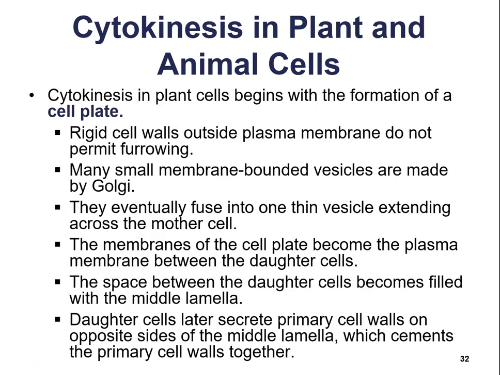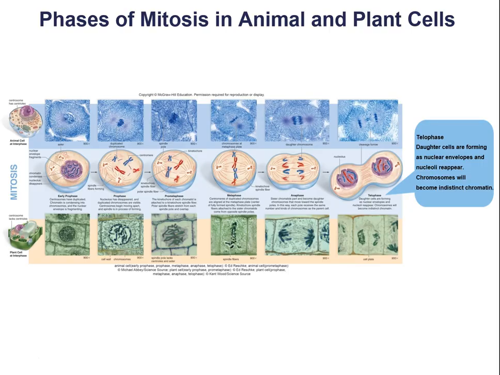In plant cells, however, there is no cleavage furrow. Imagine a plant cell has a really rigid cell wall. So there's no way that the cell would be able to separate into two by squeezing it. So what forms there is something called a cell plate. And let me just show you. You can see here it's showing you the formation of the cell plate.